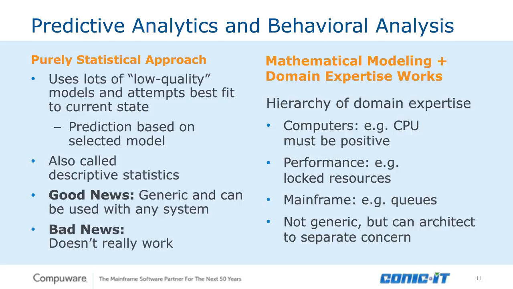What you really need in order to be able to do this is something that understands the domain that you're trying to watch. If you don't understand the domain, you really can't predict or understand behavior. So it needs to know certain things. It needs to know things about computers. It needs to know things about performance. And the model needs to know things about mainframes.